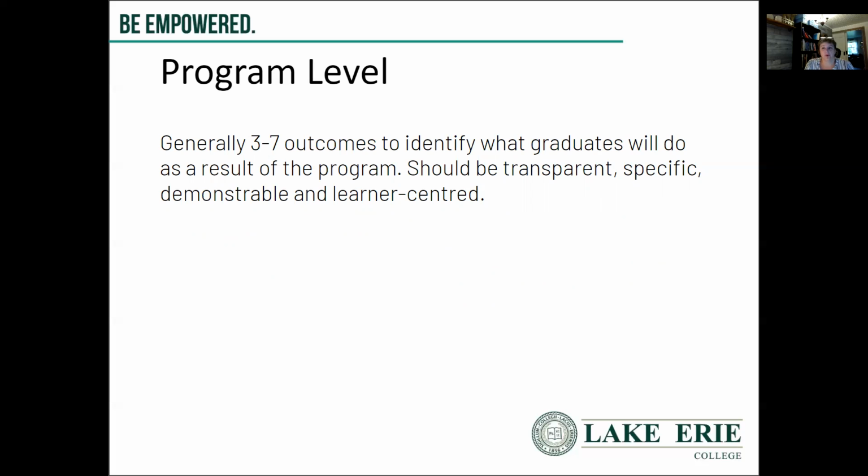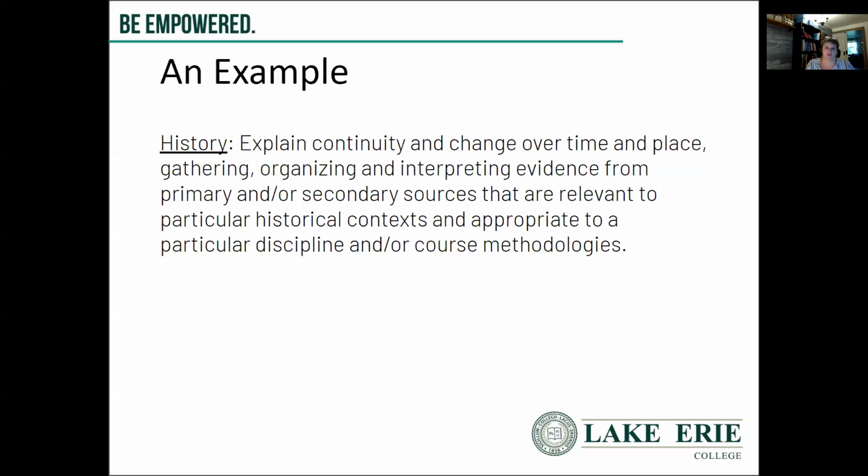So what are program levels? Well, program level learning objectives, there's generally 3 to 7 of them. And they're different in that, just like it takes several lessons to meet a course level objective, it's going to take several courses to meet a program level objective. So we want these to identify what we think the graduates will do as a result of having been in our program. They should be transparent, specific, measurable in that they can be demonstrated and seen, and they should be learner-centered.